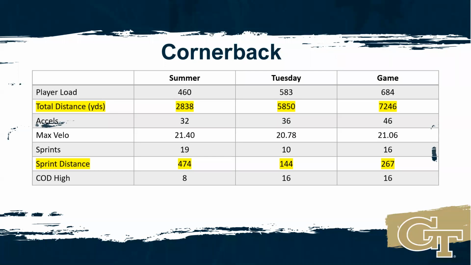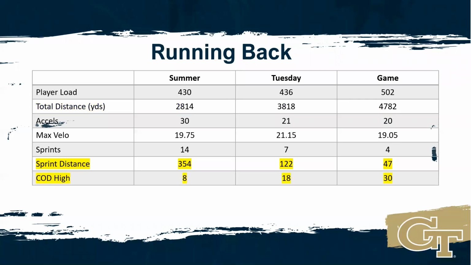And let me go ahead and pop into the running back. So running back, player load is pretty close. Total distance, a little bit of a discrepancy, not quite as much. But the biggest difference, the change of direction, is the one that really jumped out at me on this one. And then the sprint distance, triple what he would do in a Tuesday practice and almost 10 times as much as what he would do in a game.